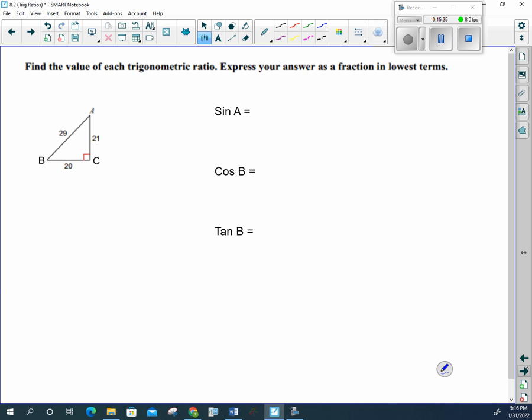Okay, on this one, we just got to be careful here. Make sure you get to the right angle. We want sine A. So sine, if I'm at A, opposite would be 20 over hypotenuse, which would be 29. If you can reduce that fraction, go ahead and do it. 20 divided by 29, I think, is reduced. Okay, cosine of B. I'm standing at B, so now it's 20 over 29 again. And then tangent of B is opposite over adjacent. So there's our ratio.